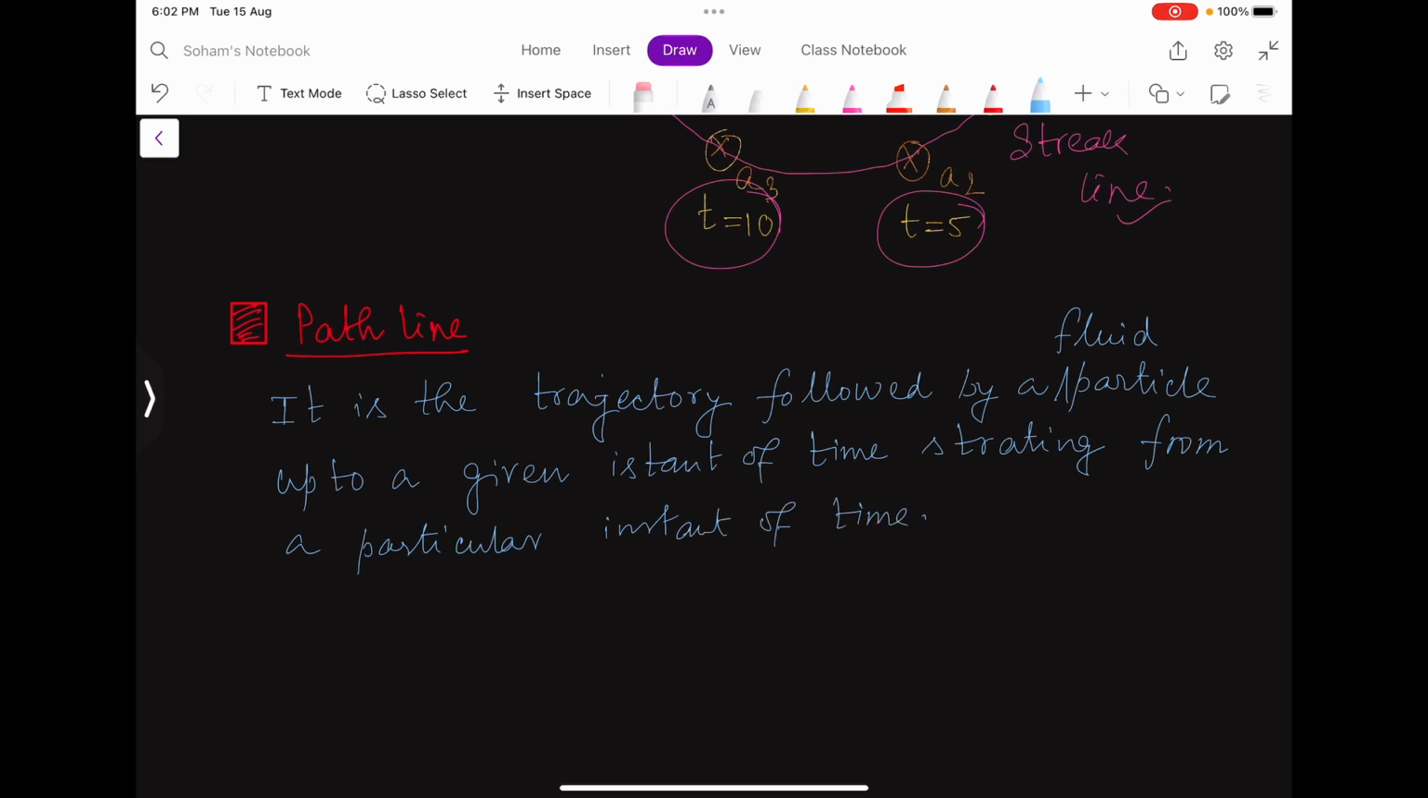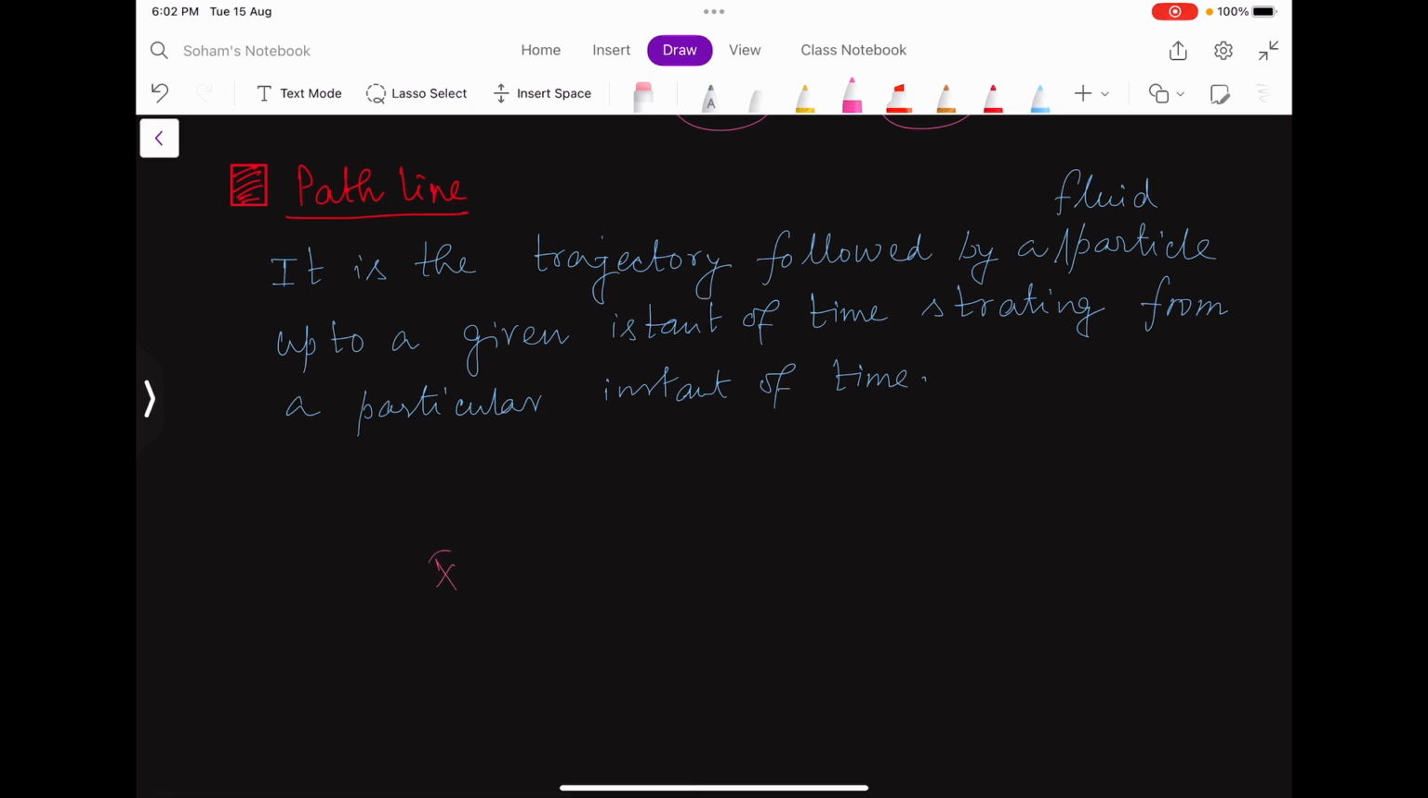Okay, so I think this is very straightforward. If I have a particle here, now I am starting my stopwatch at t equal to 0, and after t equal to 5 seconds my particle moves to this position. So now this is the P and this was also the P, same particle. So if the particle has moved through this path, then this path is called the path line of that particle. Clearly I am talking about a particle, not a space or a point. So that means this is also a Lagrangian approach, right?